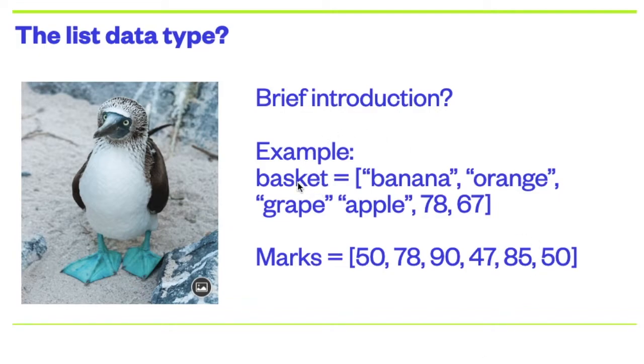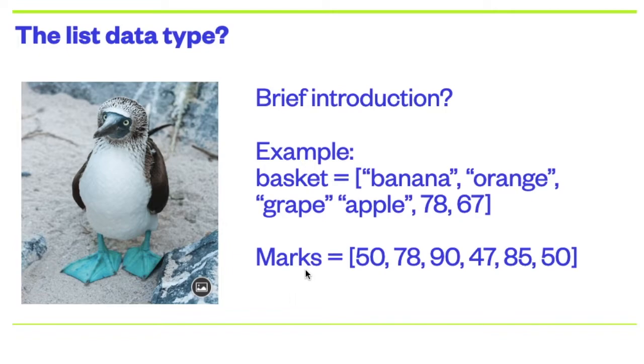Let's assume that we have a variable called basket, in which we are going to store the different items that we have in the list. So in our variable called basket, we have the different items. These items are banana, orange, grape, apple. You even have integers within the list. This just goes to show you what I mentioned earlier, that within the list you can have data of different types.